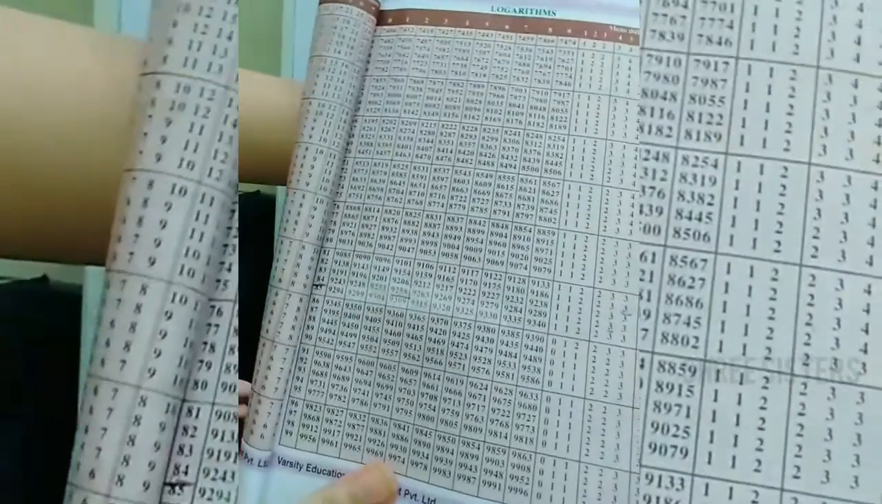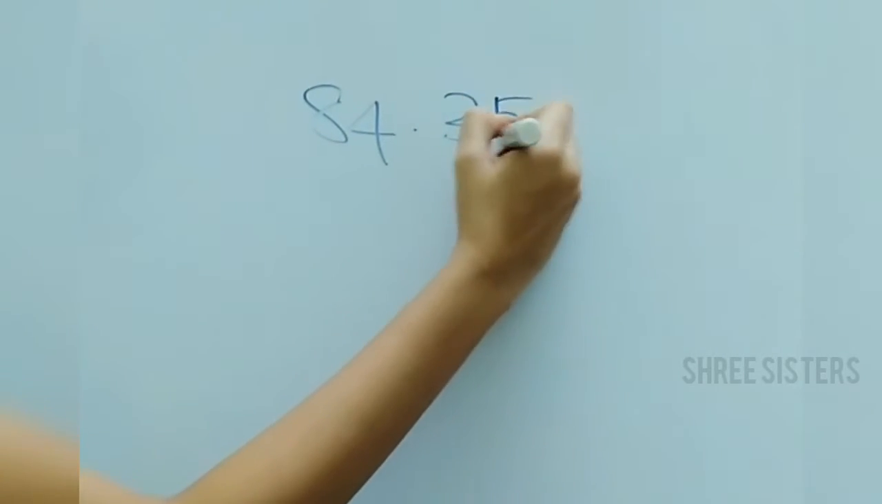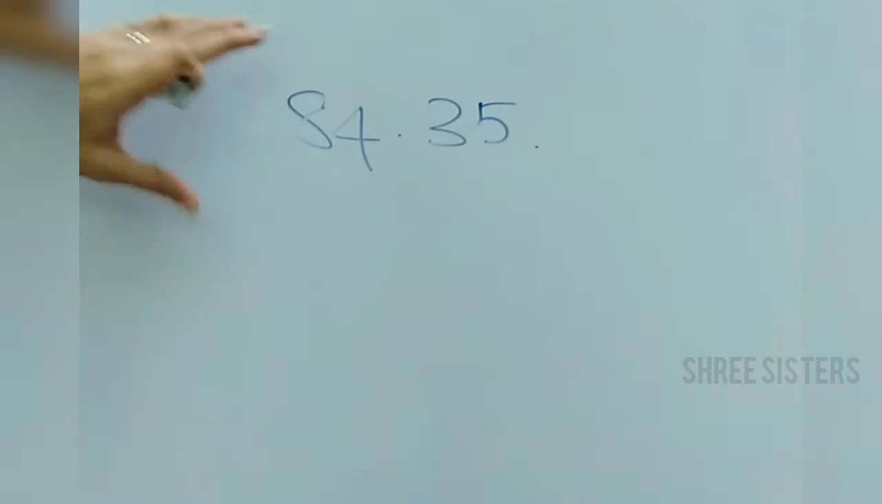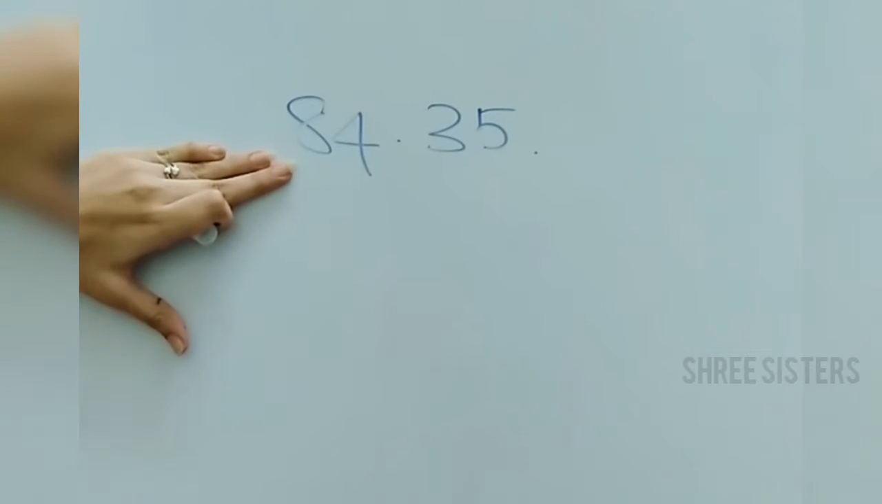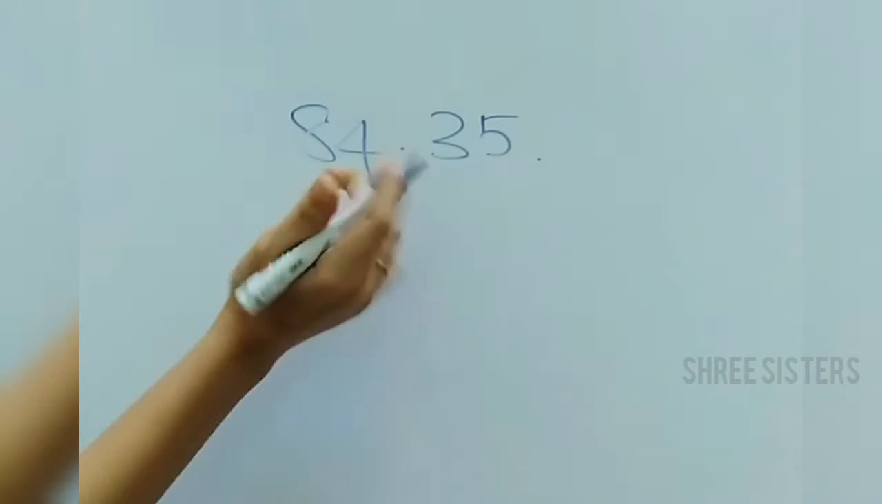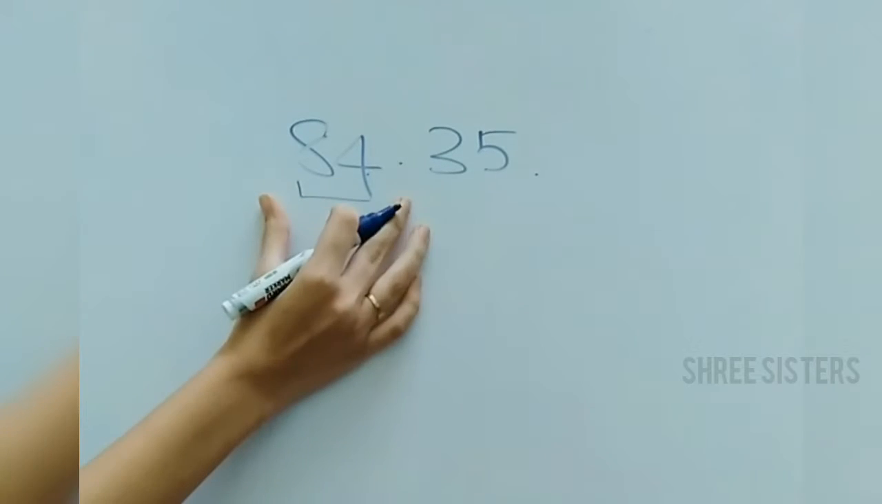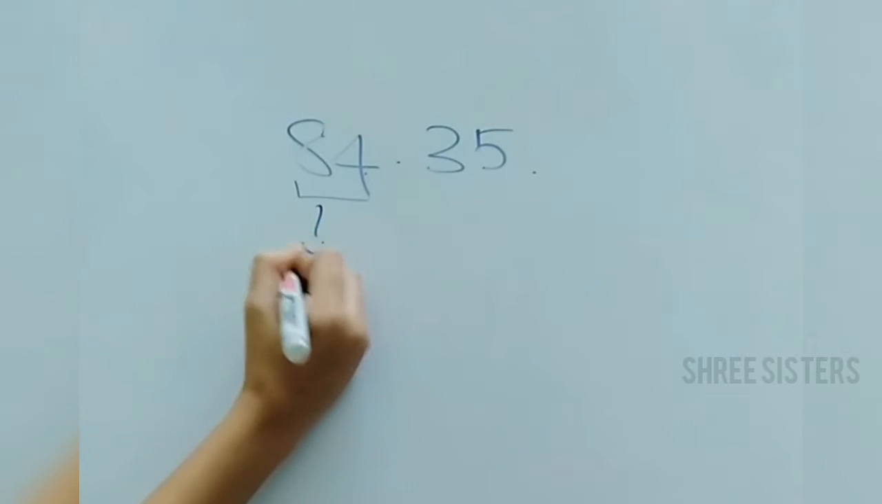So now I'm going to teach you how to find the logarithmic value of a given number, with an example. The first example we are going to see today is 84.35. First you have to see that the number is 4 digits. The first thing you have to do is see the first two digits of the number. The first two digits of this number are 84. So this will be the row you are looking for.